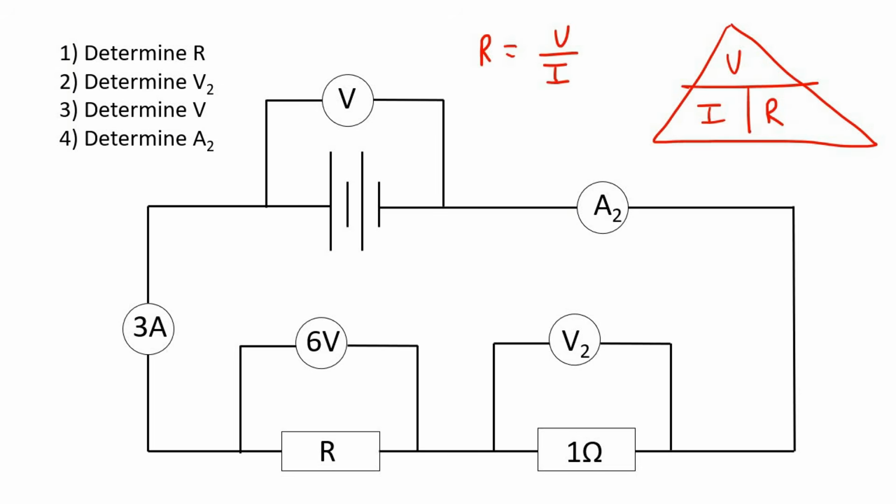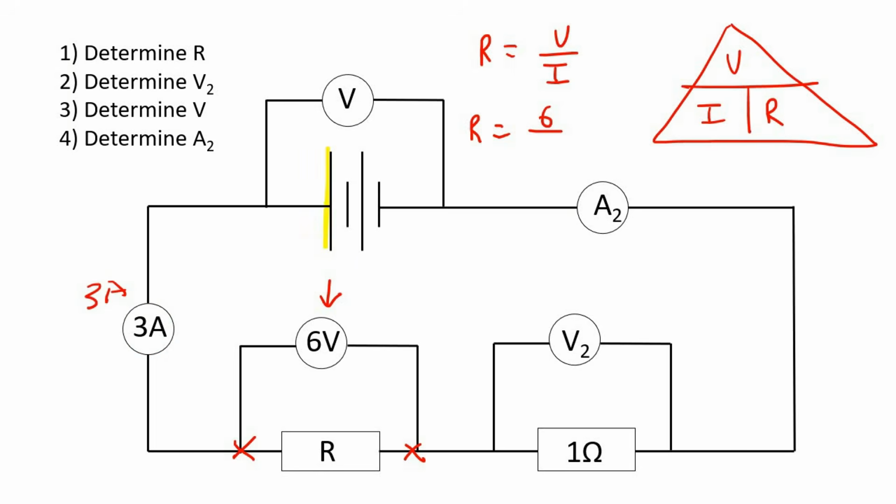So if you look over here, R is connected to this voltmeter. So we're definitely going to use that 6 volts over there. So we have the voltage. Okay, now we need a current. They've told us that the current here is 3 amps.